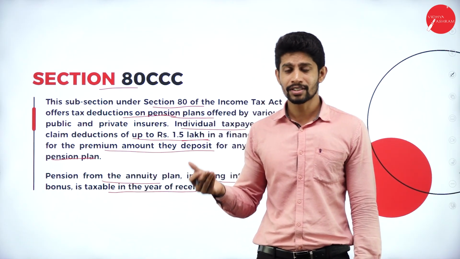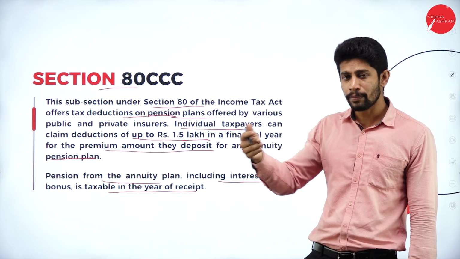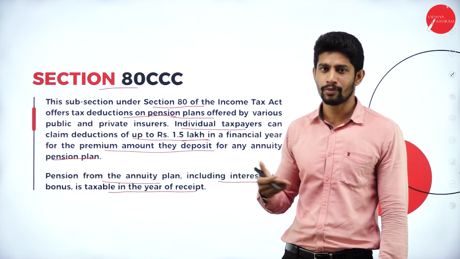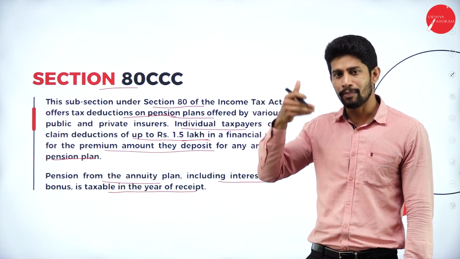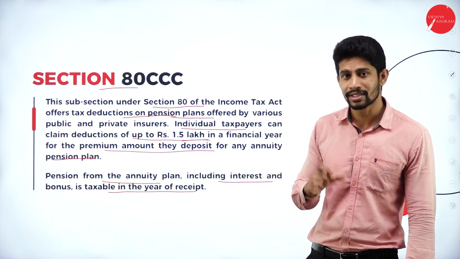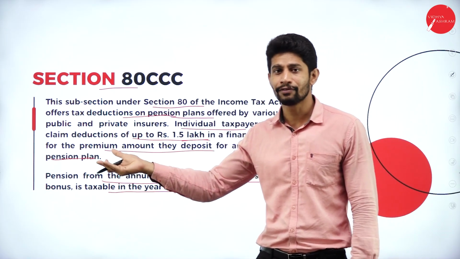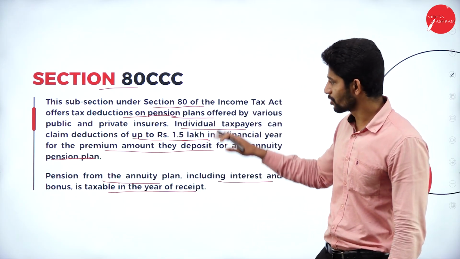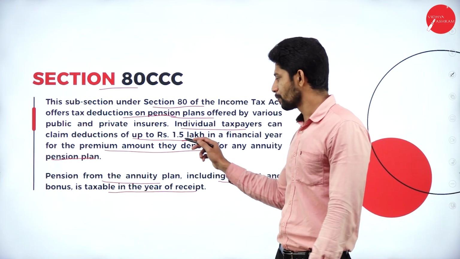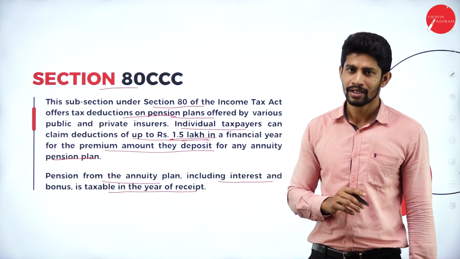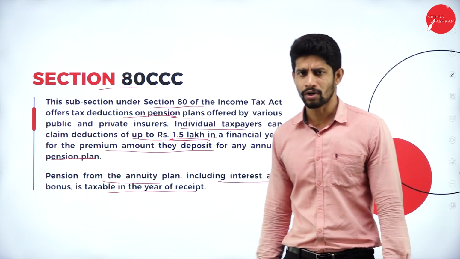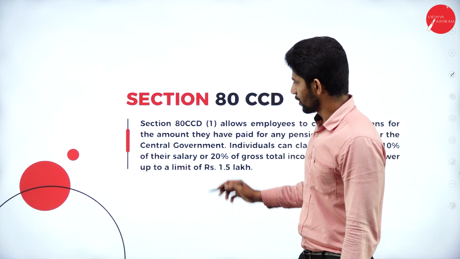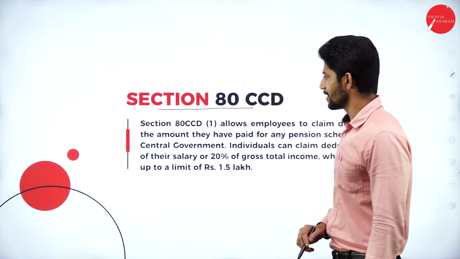but at the end you will be receiving the pension amount. Now after the maturity period you will be receiving the pension amount or the interest amount. Whatever amount you receive is taxable, but whatever amount you are paying in the form of pension premium is deductible under section 80CCC up to rupees 1,50,000. So this is the deduction we have under section 80CCC. Next, moving further, section 80CCD.